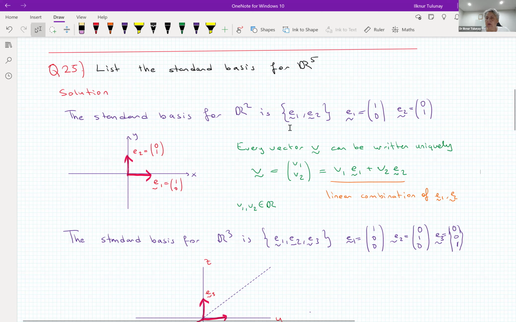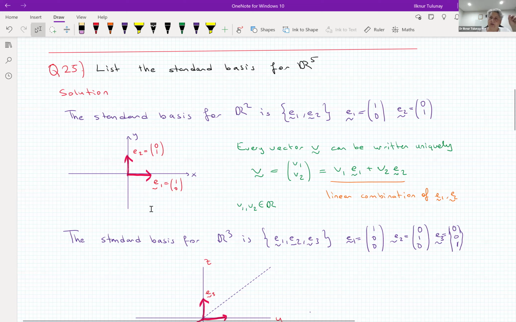So this is a set notation. Standard basis of R2 is the set of E1, E2. So this is a vector, and this is a set of two elements. And E1 will be (1, 0), E2 (0, 1). You know those vectors. With an X and Y plane, E1 is the unit vector in this direction. E2 is the unit vector in this direction.